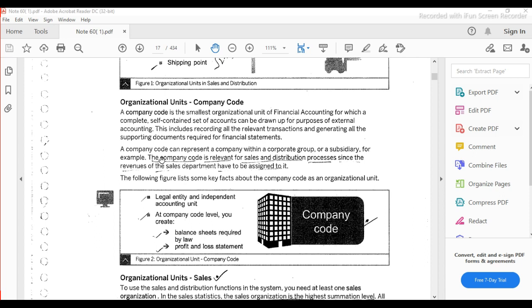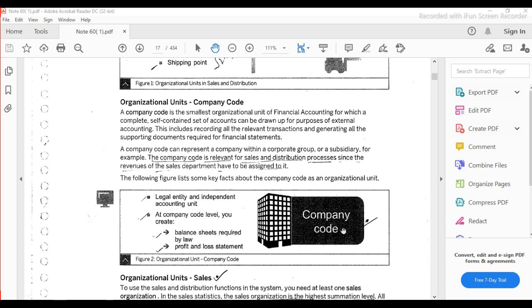Under all these transactions, we have a separate company code. So if you talk about Tata, we can say Tata is the group of companies, and a company like Tata TCS, you can say IT, or Tata Steel, you can say is a company code.